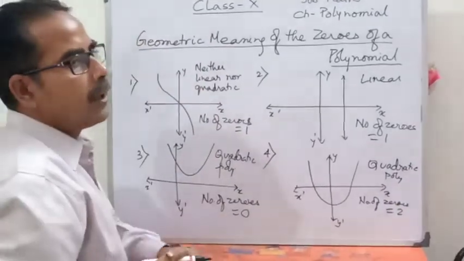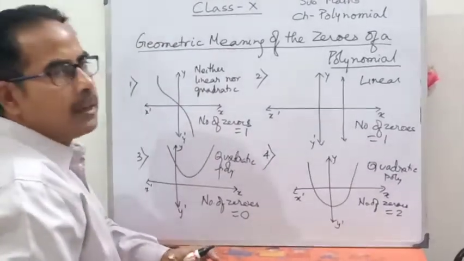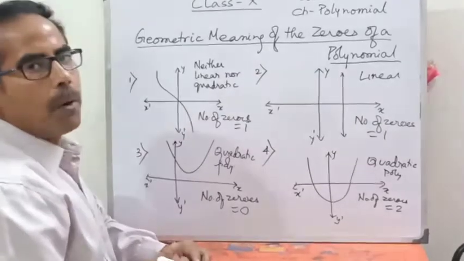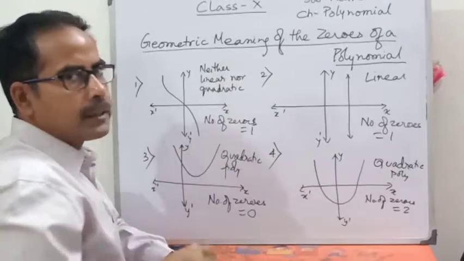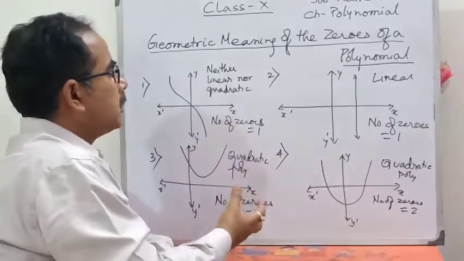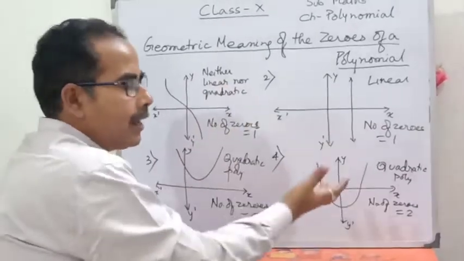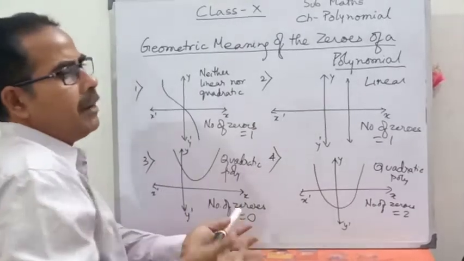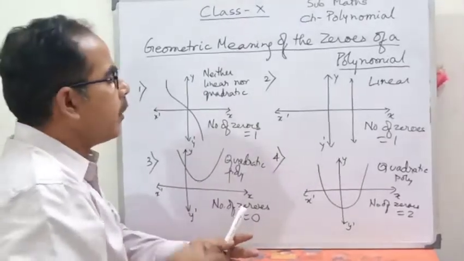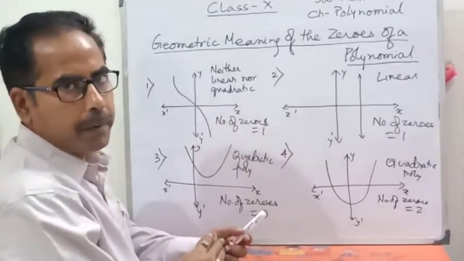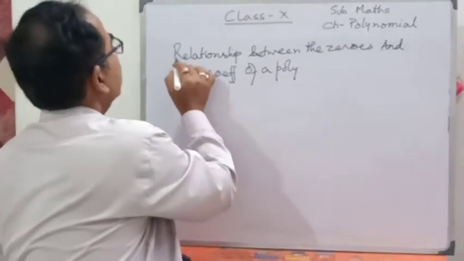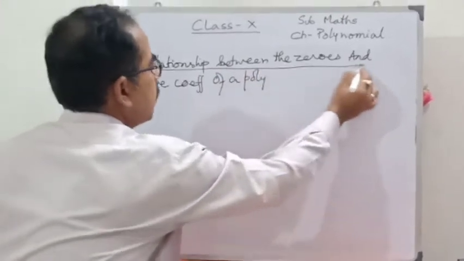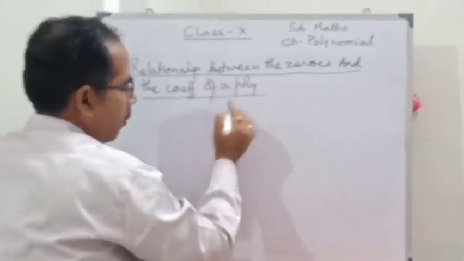So these are the graphical or geometrical meaning of the zeros of the polynomial, in which we can plot the polynomial over the x-axis and y-axis. Either it is linear or quadratic, or it can be neither linear nor quadratic over the graph paper. Okay, next students, we will discuss the relationship between the zeros and the coefficients of the polynomial.